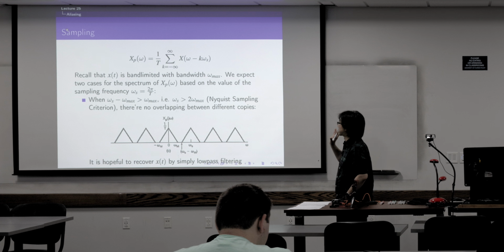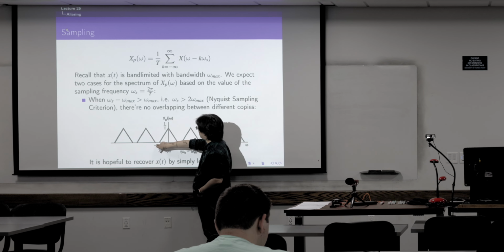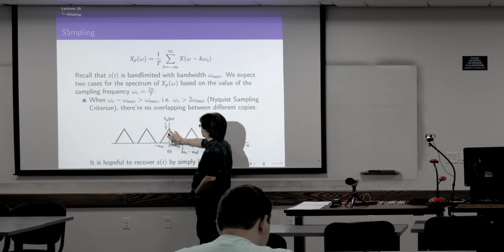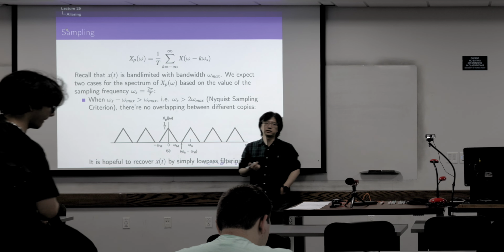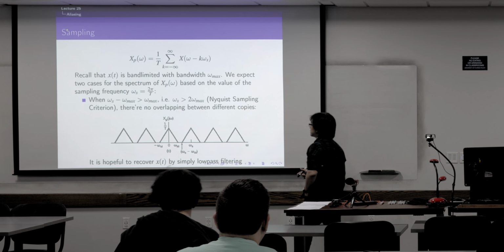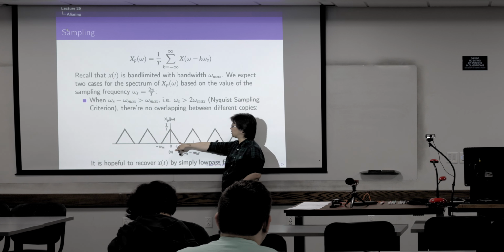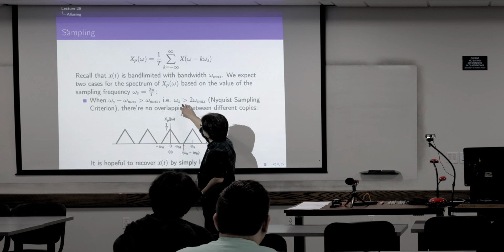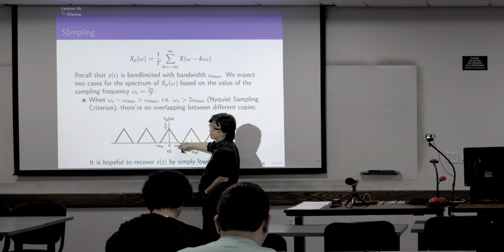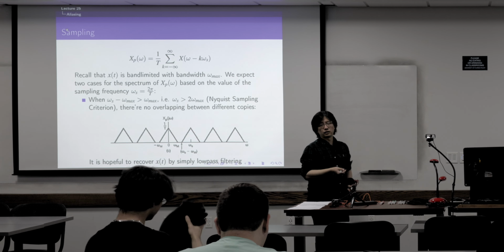To recover the signal is relatively straightforward. We just need to use a low-pass filter on top of this and filter everything out, and then we're going to have a perfect reconstruction of the original signal. But the constraint here is that the signal has to be band limited. It has a maximum frequency. In other words, the sampling frequency has to be bigger than 2 times the maximum frequency of the signal. Otherwise there will be overlapping, and we cannot recover our original signal.